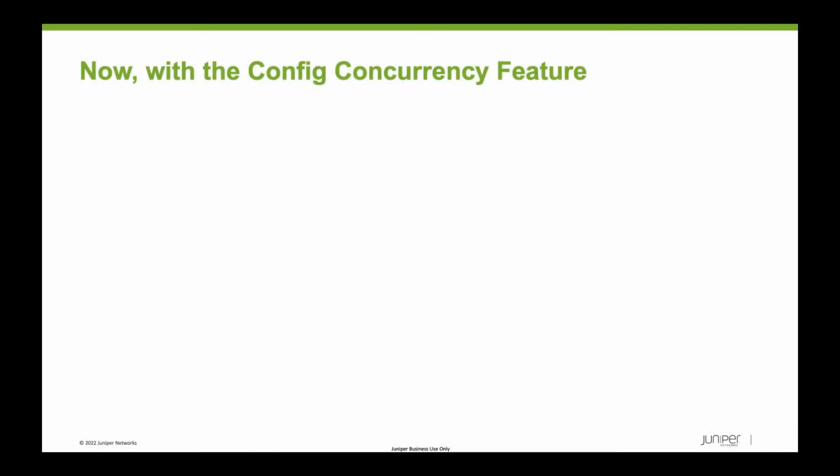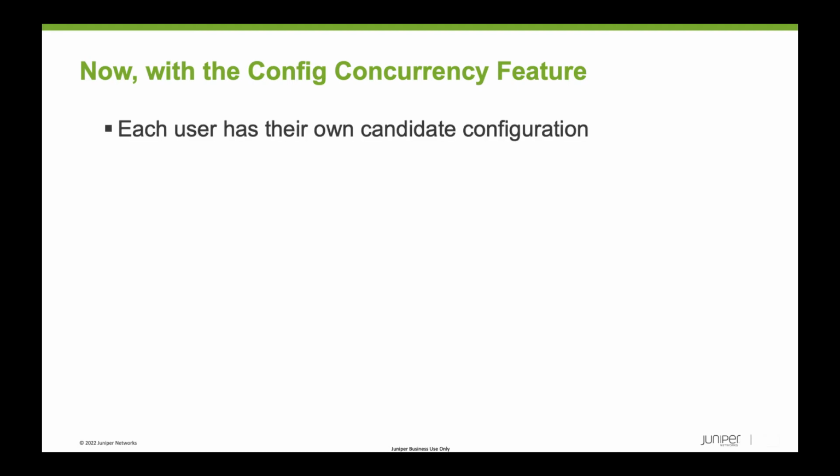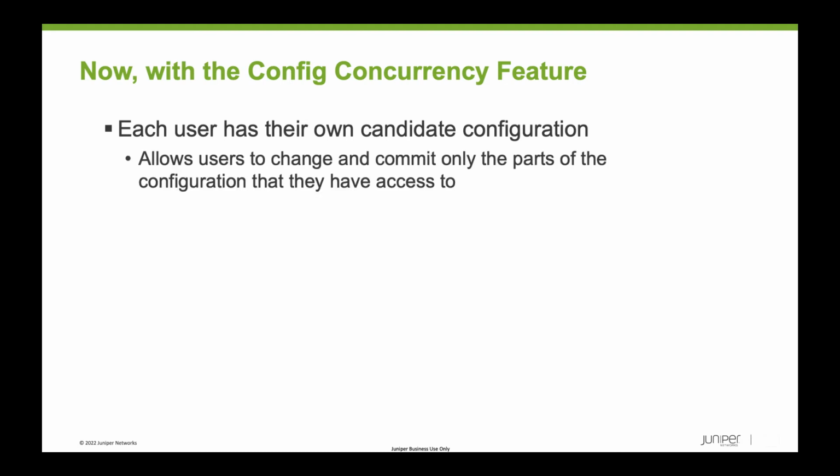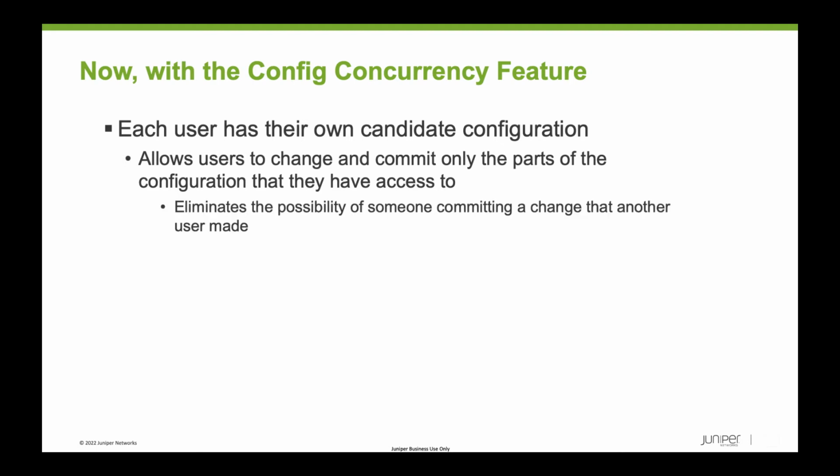However, the config concurrency feature, along with the use of role-based access control, relaxes these permissions by having each individual user have their own separate candidate configuration. This way, users can change and commit only the parts of the configuration that they specifically have access to. This eliminates the possibility of someone committing a change that another user made, and also eliminates the likelihood of conflicts occurring.